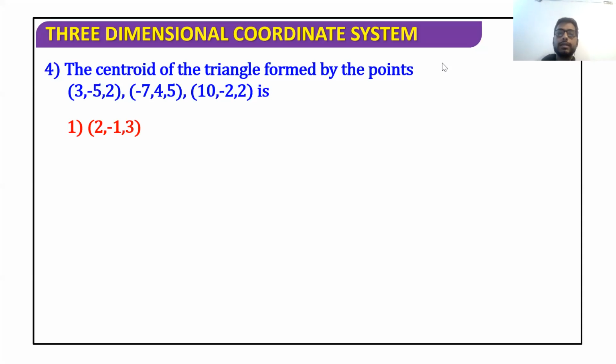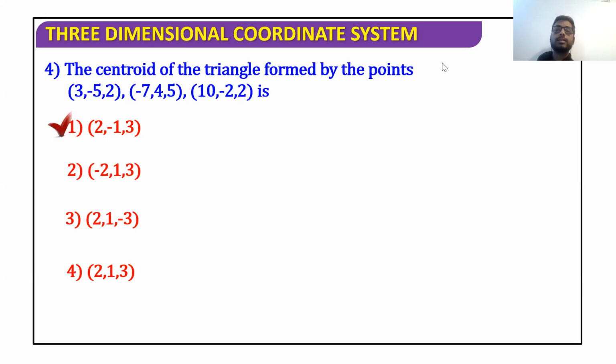Centroid of a triangle, again a straightforward formula. The formula is (x1 plus x2 plus x3) upon 3. You just add and divide by 3. So x1 is 3, x2 is minus 7, x3 is 10. So 3 plus minus 7 plus 10 is 6, and 6 divided by 3 is 2. Similarly, for the y and z coordinates, find the answers and you'll get your answer.